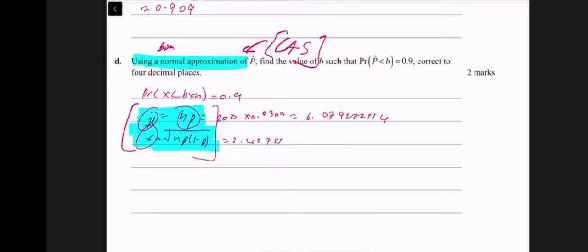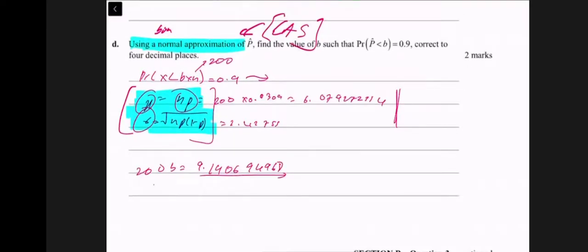So now that we know mu and sigma, we can just chuck this into our CAS. So inverse norm of this, and it would tell you that for these two specific values, nb is equal to, we know what n is, n is 200, so 200b is 9.190694968. That's the full decimals that I got in my CAS. And then just divide by 200 and you should get 0.04602 to 4 decimal places.